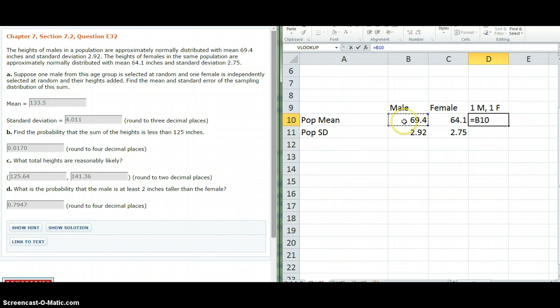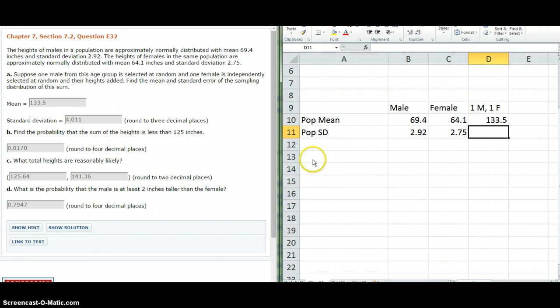So what happens is we just add the expected values. In other words, the mean of all the different times where we would select one male and one female is going to be the same as adding selection of one male to adding a selection of one female. So expected values you can just add or subtract as you would normally. So that's going to give us a 133.5 mean for that double selection.